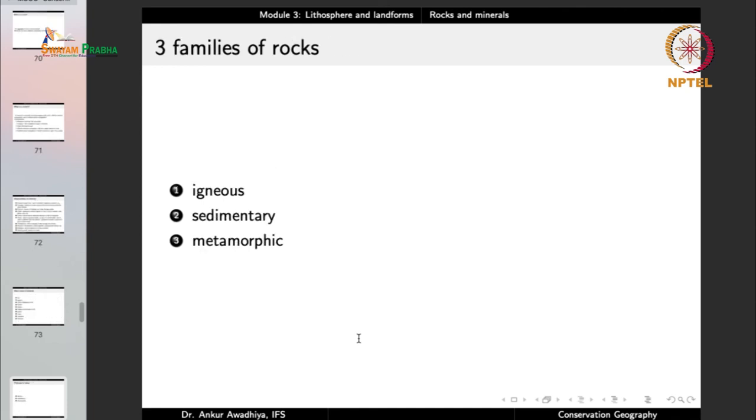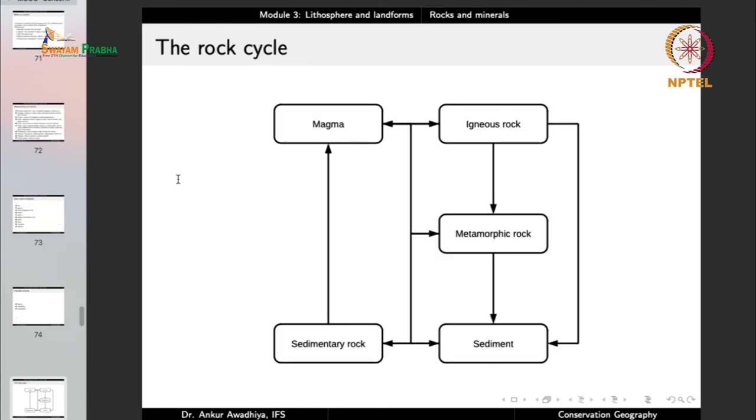In the case of rocks, we saw that there are three families of rocks: igneous rocks, which are formed out of hot molten magma. We have sedimentary rocks that are formed from sediments, which are formed through weathering and erosion, and then deposited in different locations. And we have the metamorphic rocks, which are formed because of the action of heat and pressure on igneous and sedimentary rocks. And these rocks move through the rock cycle, so they are not fixed. An igneous rock can form a metamorphic rock, or it can be weathered to form sediments, which will then form a sedimentary rock.